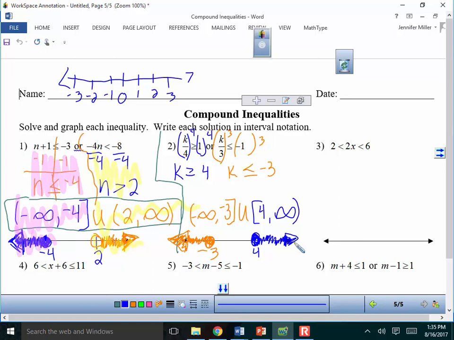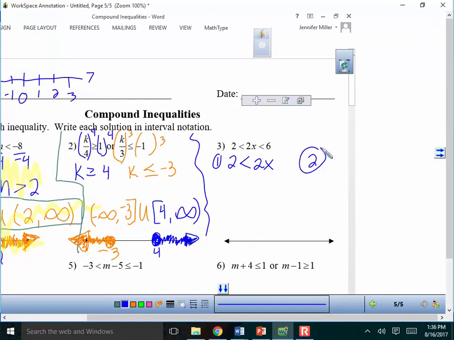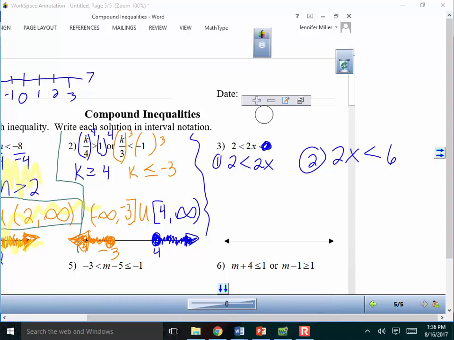So what I'm going to do is break this up into 2 inequalities, okay? The first one would be 2 is less than 2x. And then who can tell me what the second one would be? Good. 2x is less than 6. So for the first one, we just cover up this to get 2 is less than 2x. And then for the second one, we just cover up the left side and that other inequality symbol to get 2x is less than 6. Is that cool with y'all?